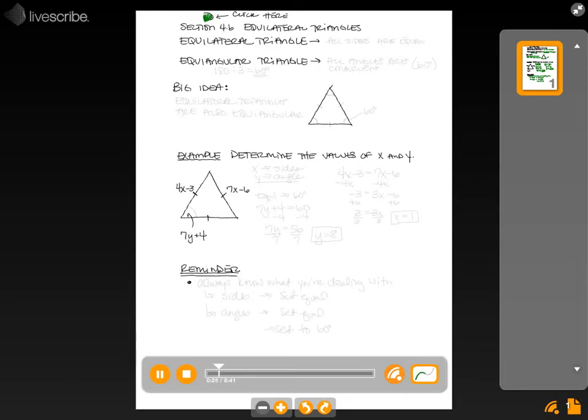So, equilateral triangle, these are some vocab words we're going to recap. Equilateral means all sides are equal or congruent. And that's how we get the name. Equa means equal, lateral means distance, all the sides are an equal distance. Okay, equiangular triangle means all angles are congruent.